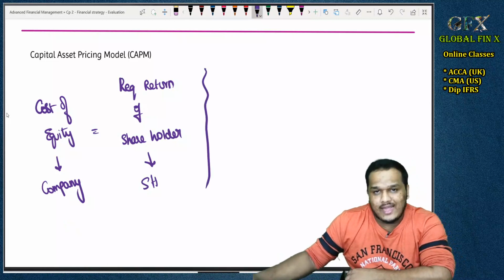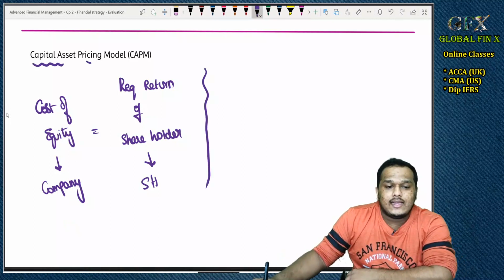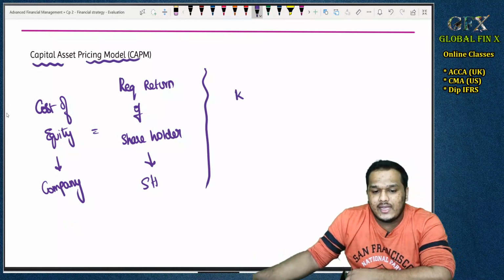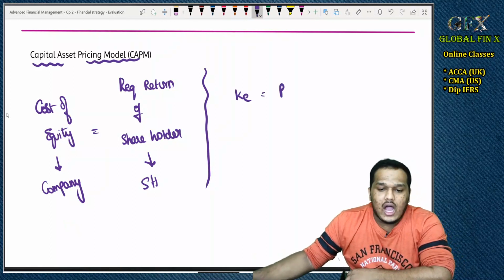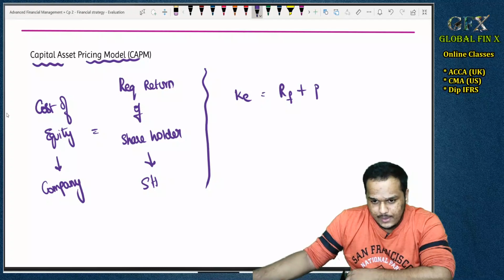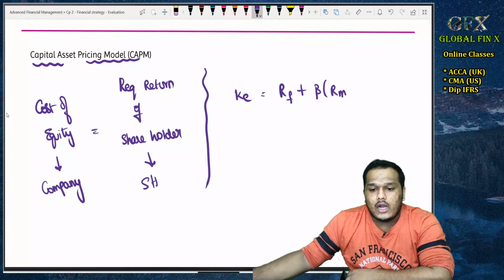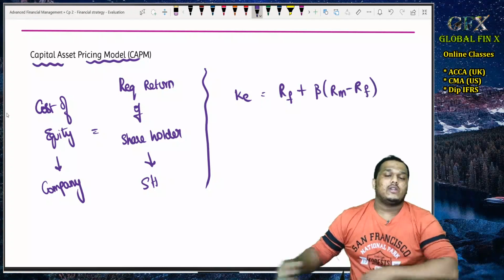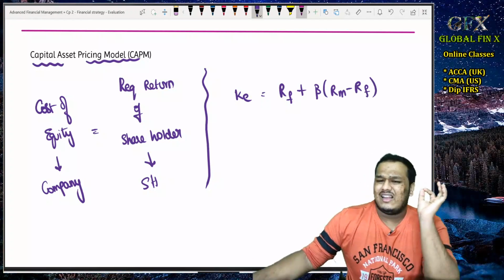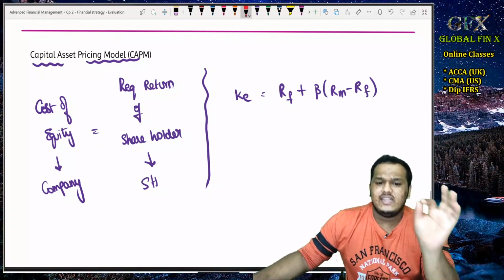KE, the capital asset pricing model, suggests that KE, the cost of equity, can be calculated as RF plus beta into (RM minus RF). Sir, what is this formula, sir? Okay, very easy, very simple.